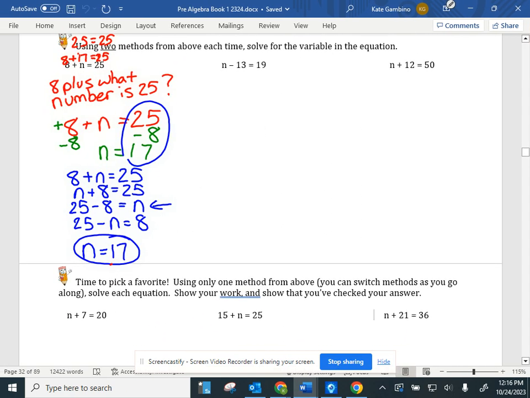Okay, so n minus 13 equals 19. What is the question I would ask? What number minus 13 equals 19? How would I use opposite operations for this?